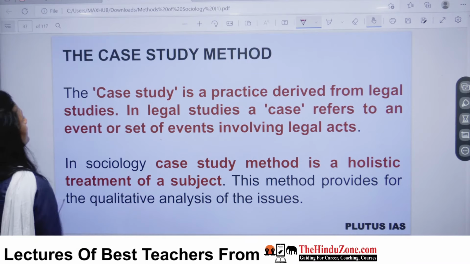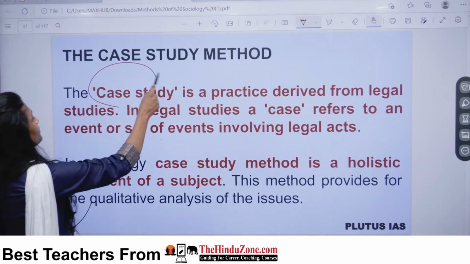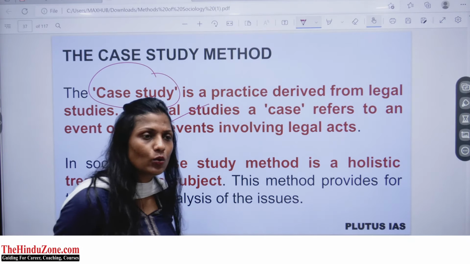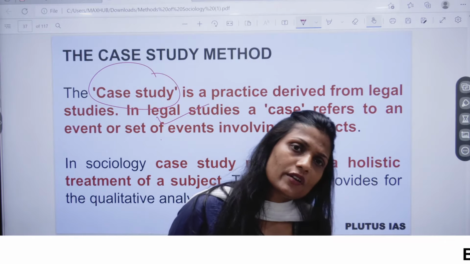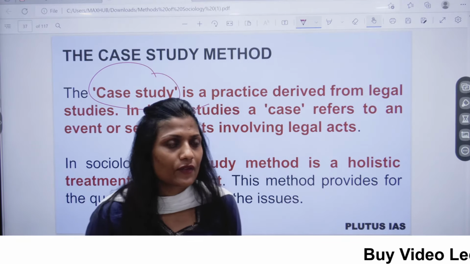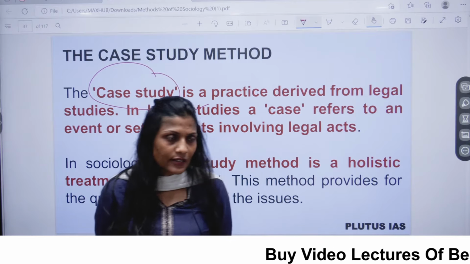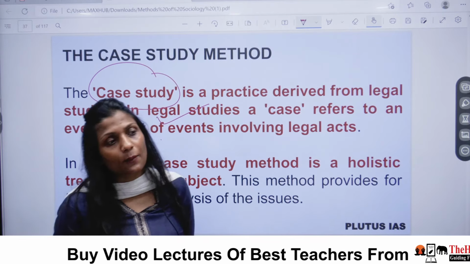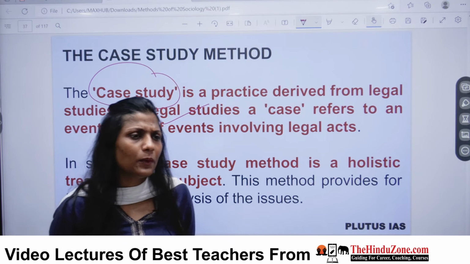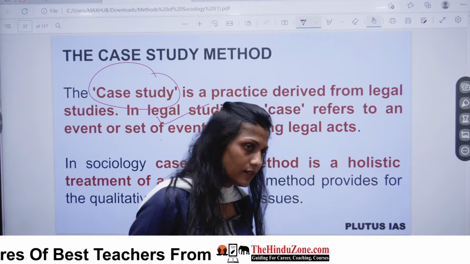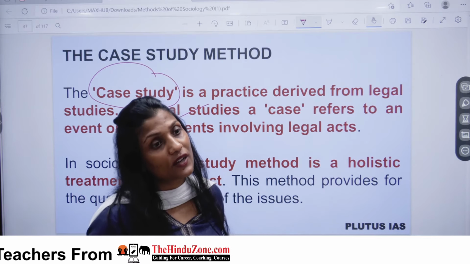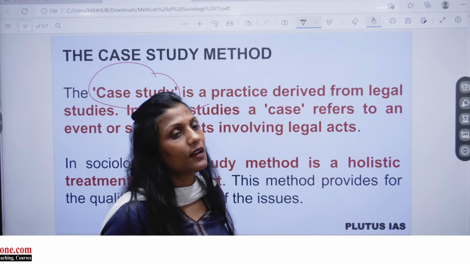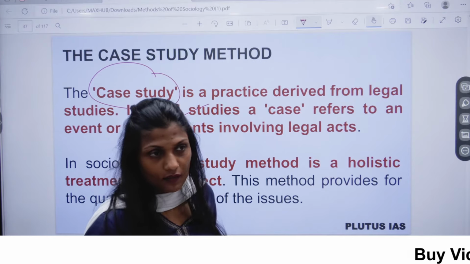Now, the case study method. The case study method comes out of legal studies. It is nowadays very important. In every research we have 10 to 11 case studies, depending on the type of research. In case studies, we take a particular event, it can be a person or any activity, and then we do an extensive study of that, just like a case studied under legal studies.